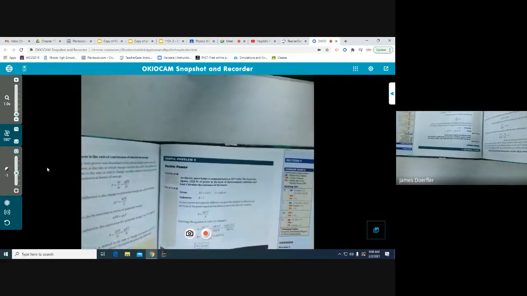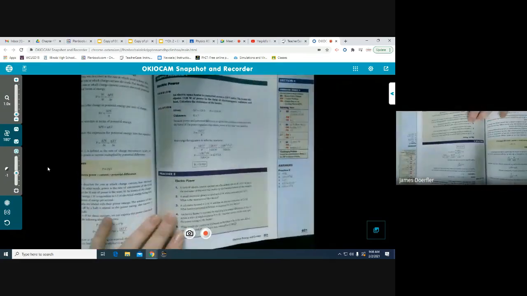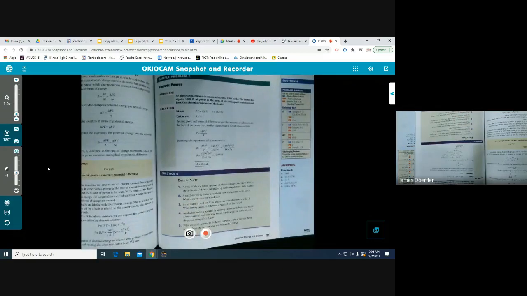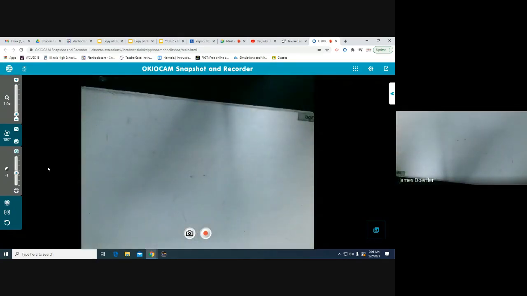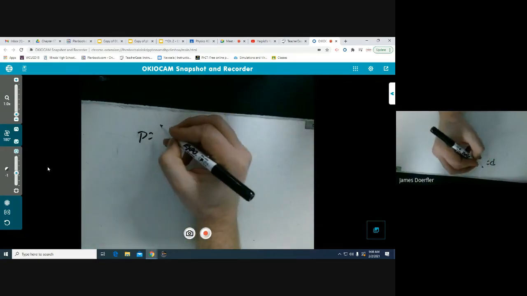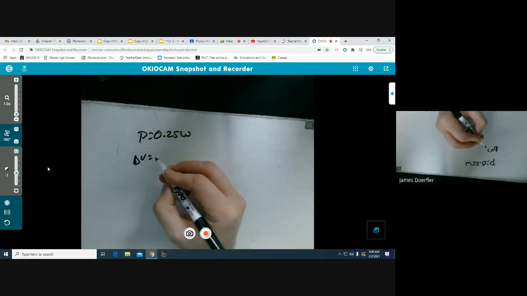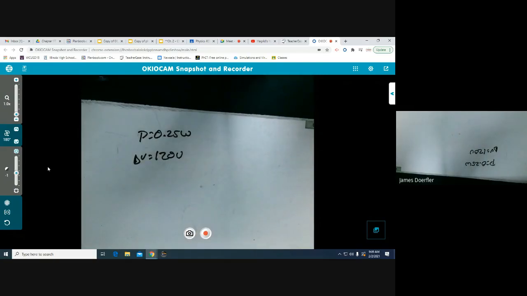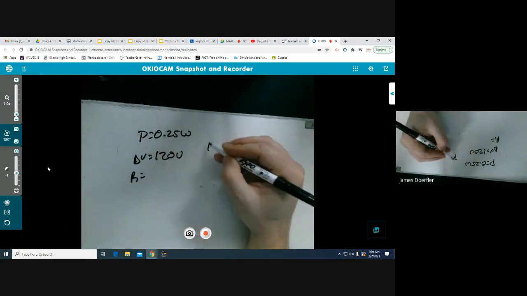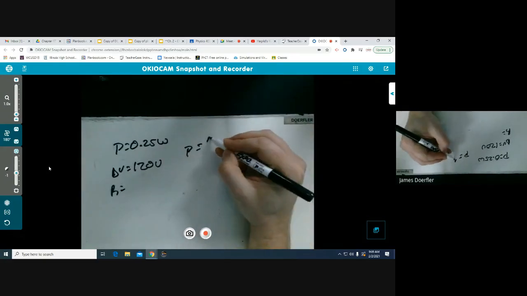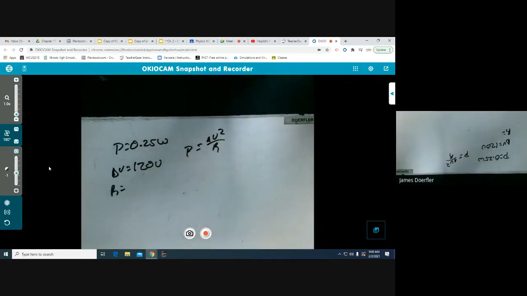Amazing. Let's look at number two on page 621. Okay. It says a small electronic device is rated at 0.25 watts when connected to 120 volts. What is the resistance of the device? Again, figure out what you know. You know that power is equal to 0.25 watts. You know delta V is equal to 120 volts. And we are solving for resistance. So we're going to go ahead and use the same formula as our last equation.